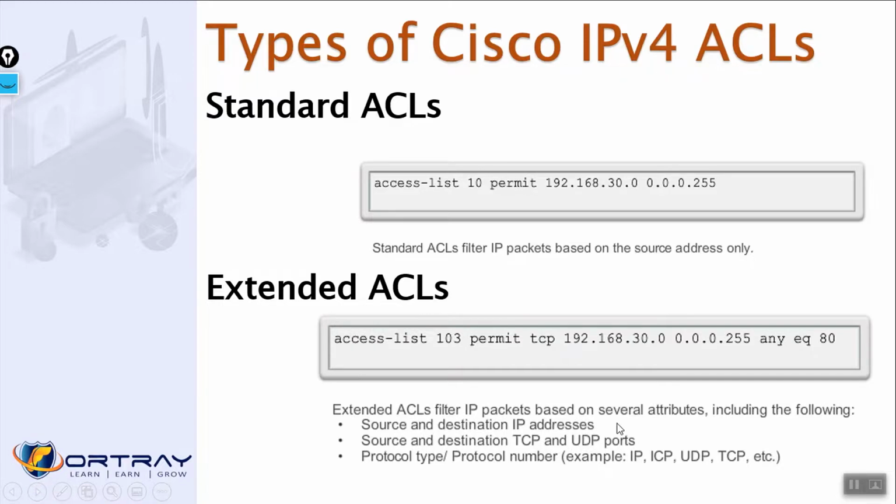Extended access lists filter based on several attributes, including the following: source and destination IP, source and destination TCP and UDP port, protocol type, and all those. So tell me, which access list is more secure, standard or extended?